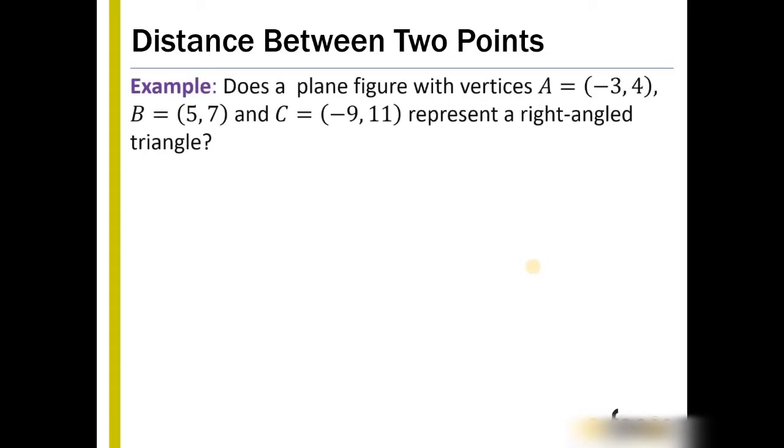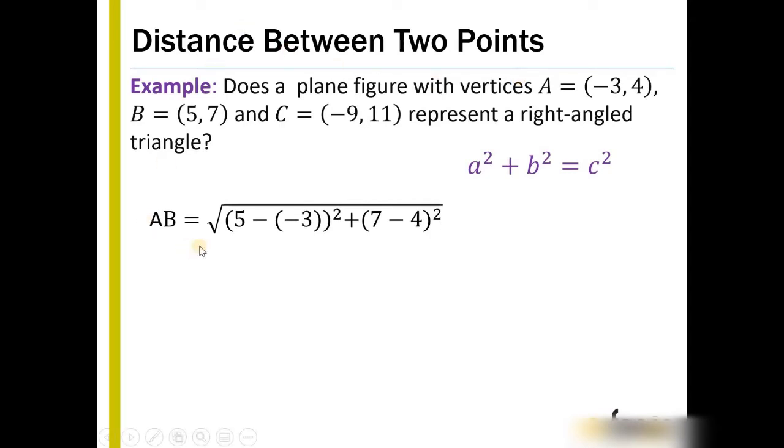Example. Does a plane figure with vertices A equals (−3, 4), B equals (5, 7), and C equals (−9, 11) represent a right-angled triangle? If it's a right-angled triangle, then we should be able to use Pythagoras' theorem, a squared plus b squared equals c squared. So let's find all the distances between A and B, B and C, and C and A, and see if they fit into Pythagoras' theorem. First of all, AB.